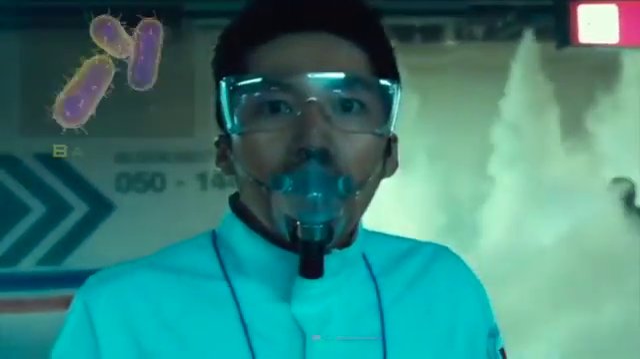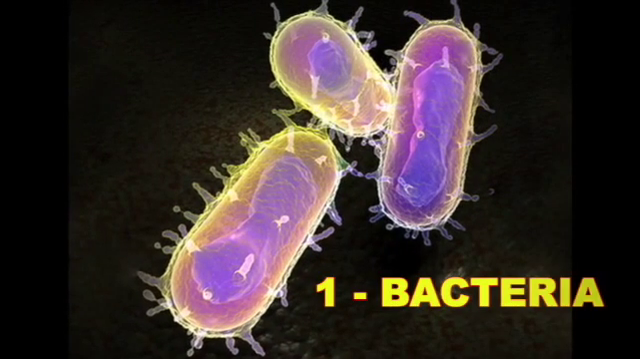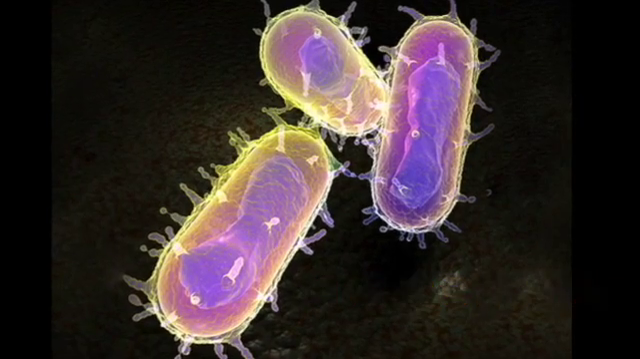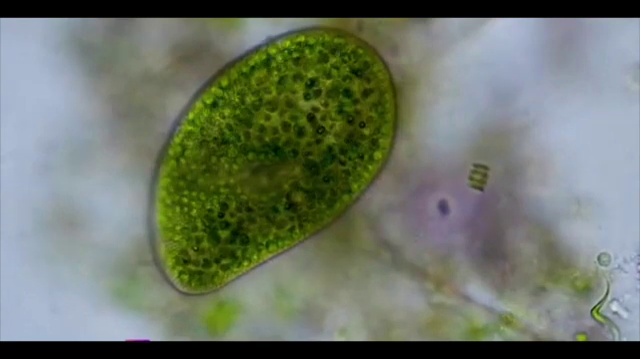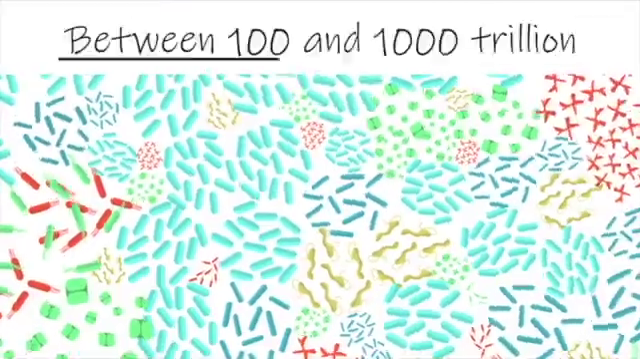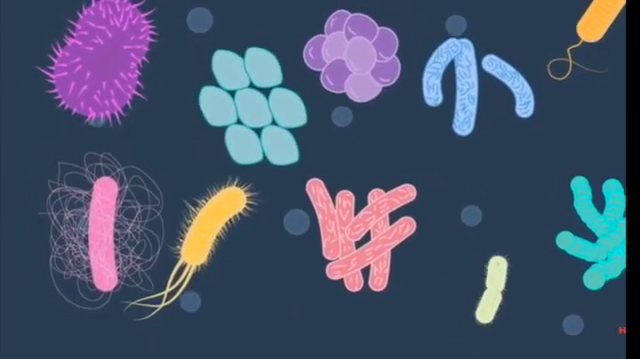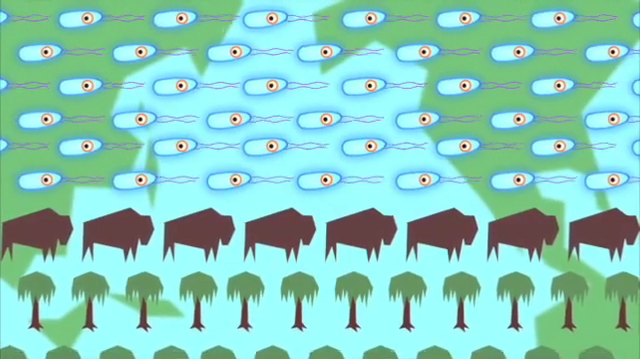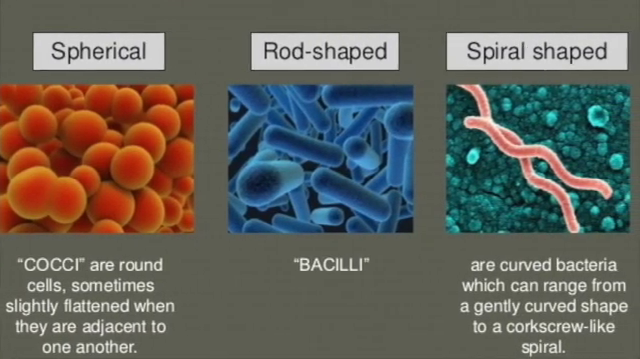Let's look at 3 pandemic causes. 1. Bacteria. They are single-cell life forms. Bacteria are tiny, just a few millionths of a meter long. There are so many of them that together they weigh more than all the plants and animals on Earth. Bacteria come in sphere, rod, and spiral shapes.